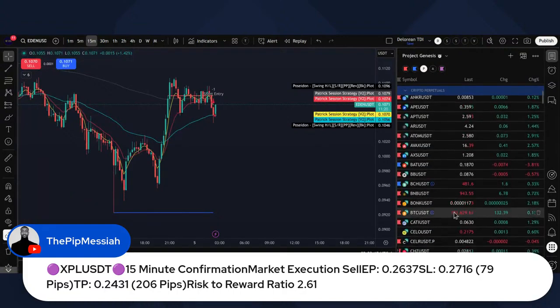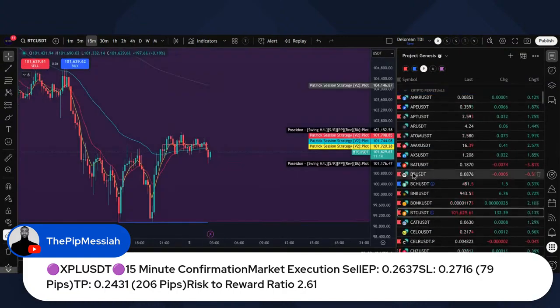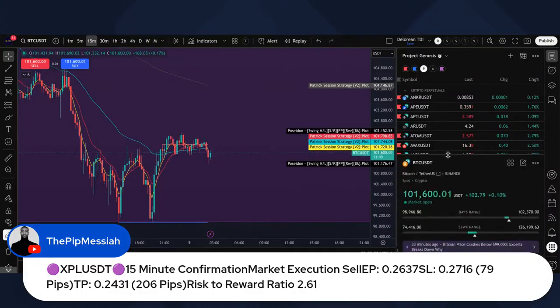Take a look at Bitcoin, which is sitting at 101 and change. It did break the psychological level of 100,000 earlier this evening, getting down to 98,966.